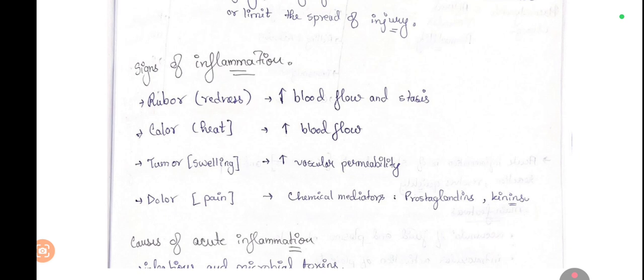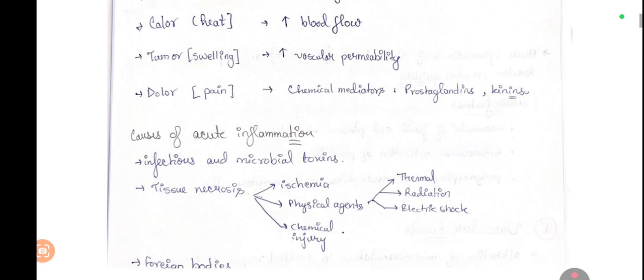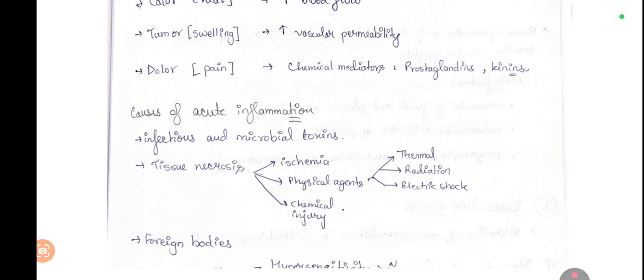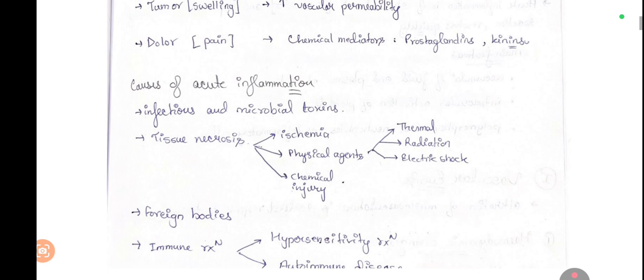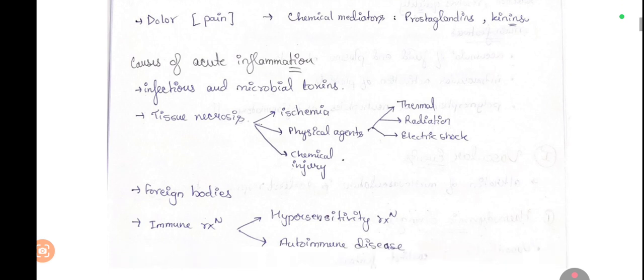I will also tell you why this happens, what is the reason behind redness, heat, swelling, and pain. So next we will go towards the causes of acute inflammation. The main causes are infection or microbial toxin, tissue necrosis, foreign body, or immunological reaction. Infection and microbial toxin, you all know that if there is infection at that site, then there are signs of acute inflammation.